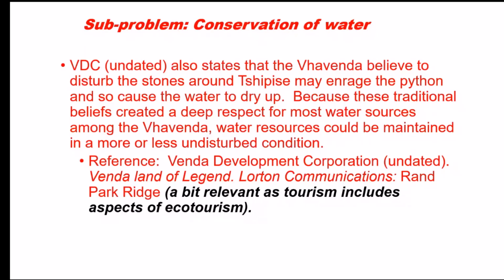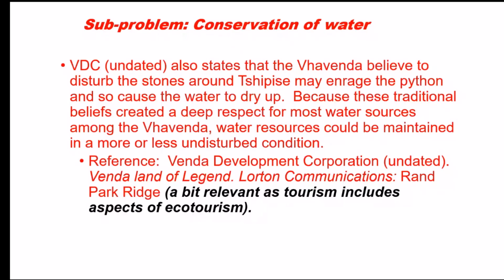You see now why I took it: it says water resources could be maintained. Maintenance is conservation, is part of the conservation process. But the reference is not a conservation source. It's not conservation literature. It says Venda Development Corporation, undated, Venda Land of Legend by Lawton Communications, Rand Park Ridge.